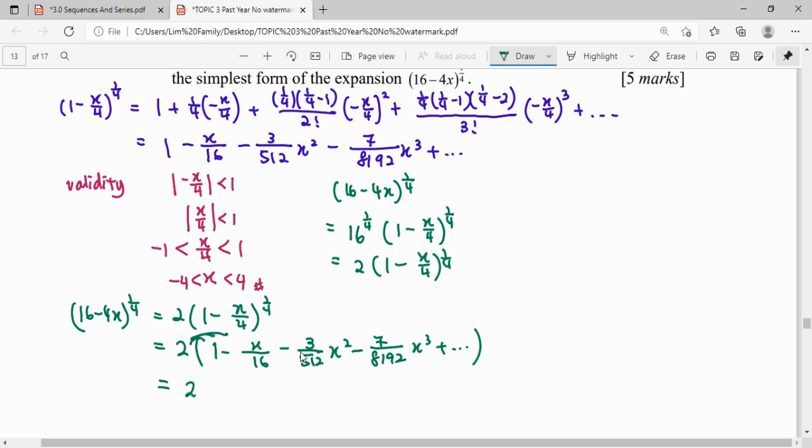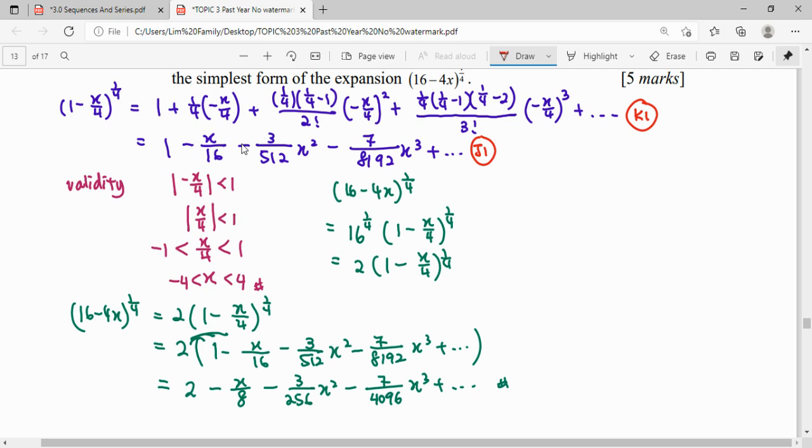So we will get 2. Then the second term will be x over 8. Then our third term here will be negative 3 over 256. Then the fourth term here will be negative 7 over 4096 and so on. So this is how we manage to answer part A. The important concept here is how we use the formula type 2 to expand our binomial expansion, and then we can get to this answer.